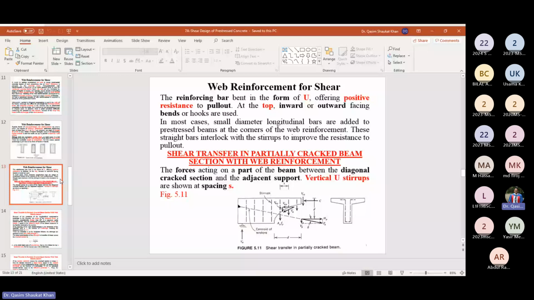So next thing which we are now going to study is related to the design of the shear. We can have a 5 minutes break here, and then we will restart our lecture, that is shear transfer in partially cracked beam sections with the web reinforcement. I will restart the lecture in a few minutes. Okay, sir.